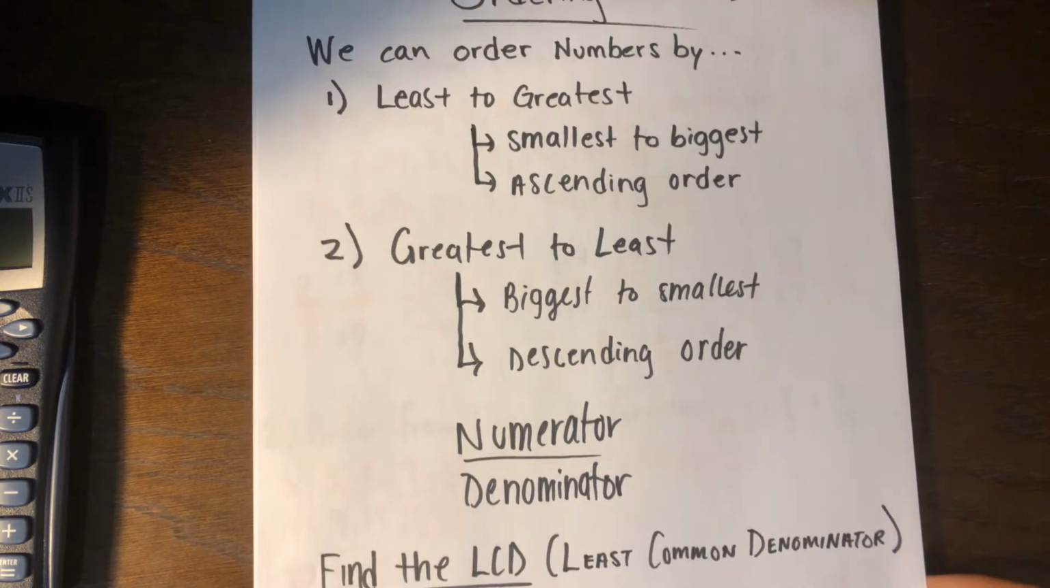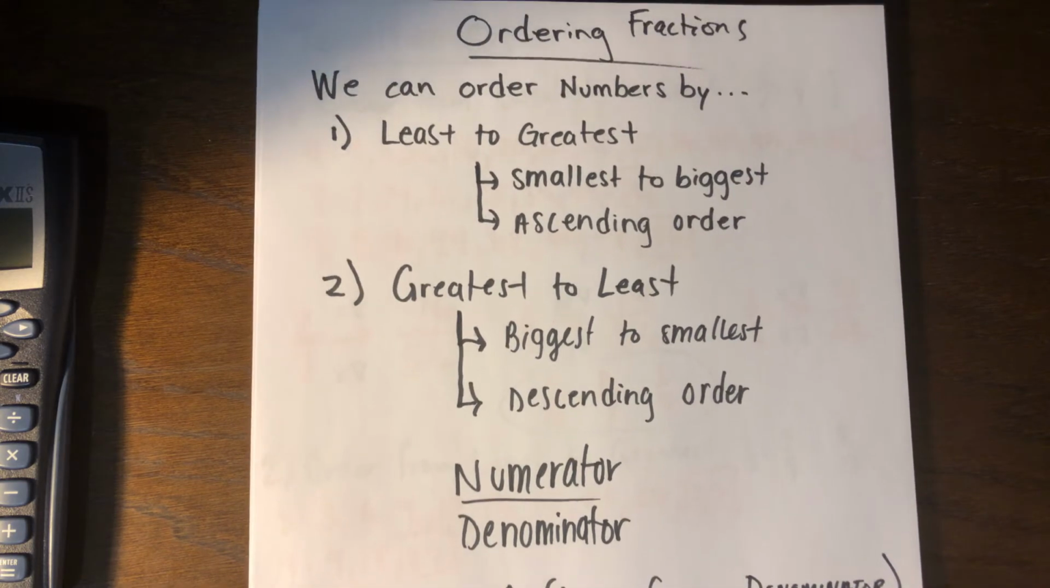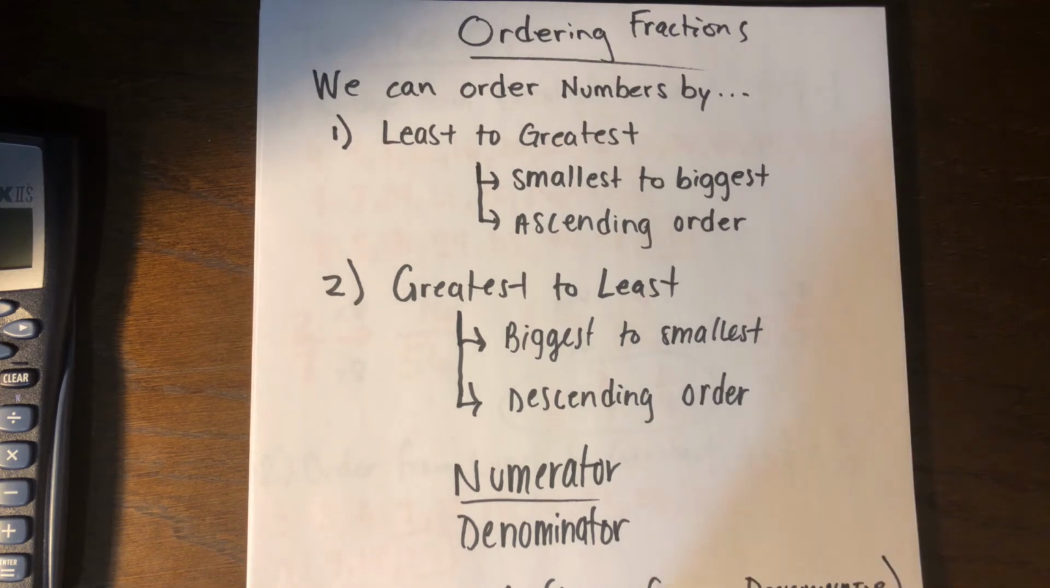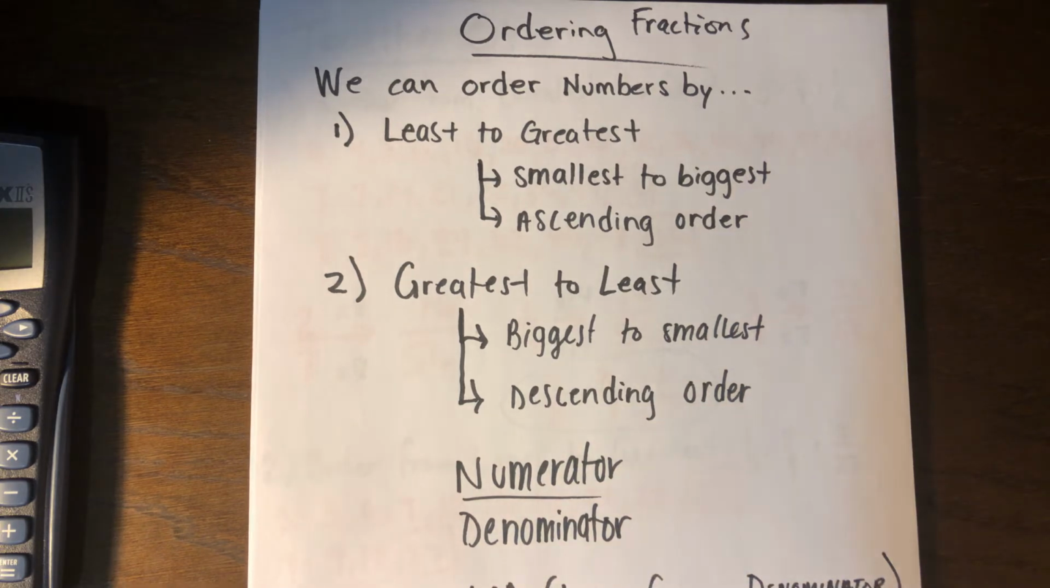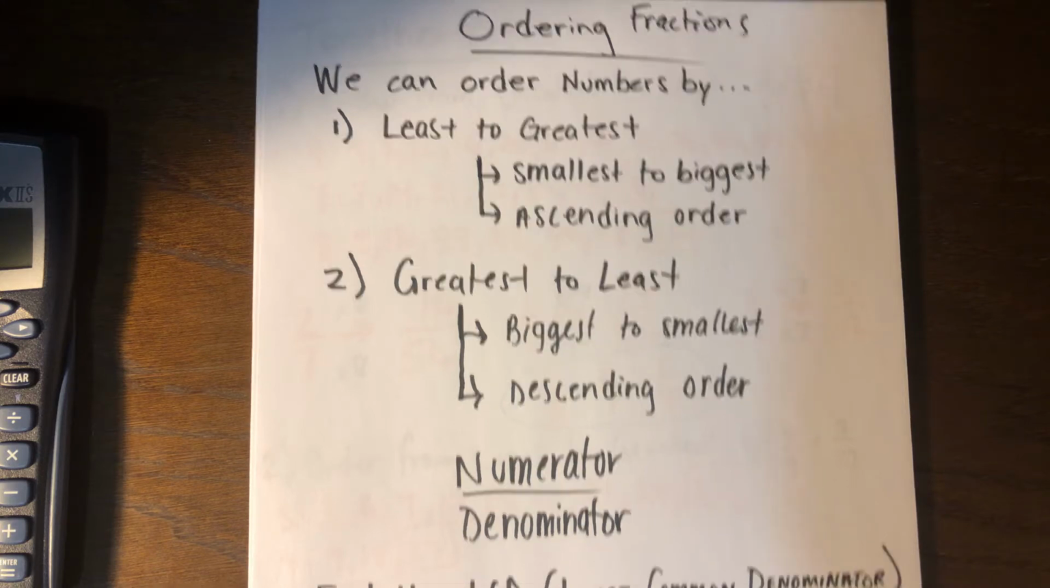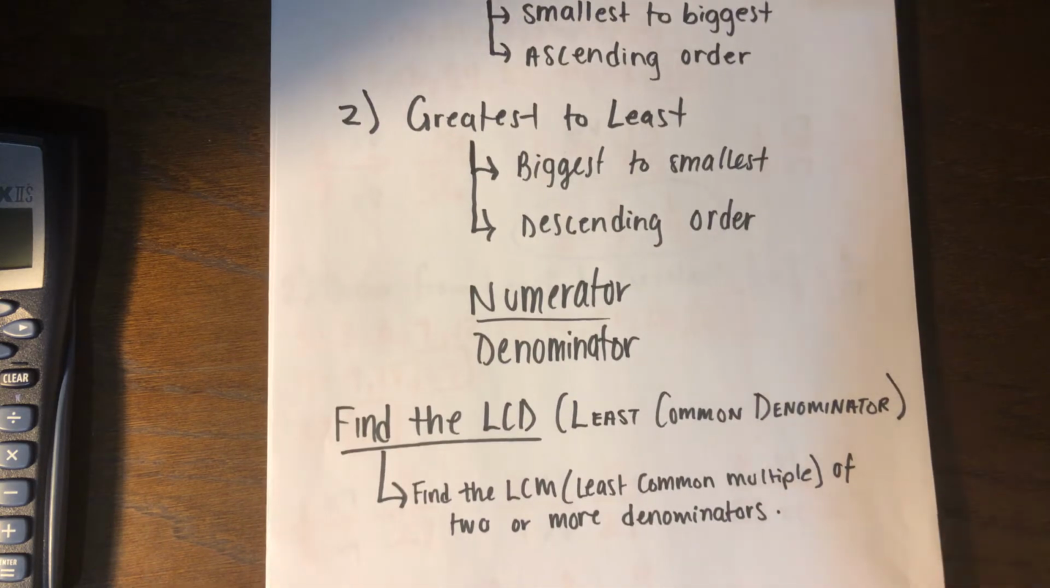And then as you can see, we have the numerator and denominator. The numerator is up top, the denominator is on the bottom of a fraction. We can order fractions many ways, but the very key component to ordering fractions would be to find the least common denominator. To find the least common denominator, we have to find the least common multiple.